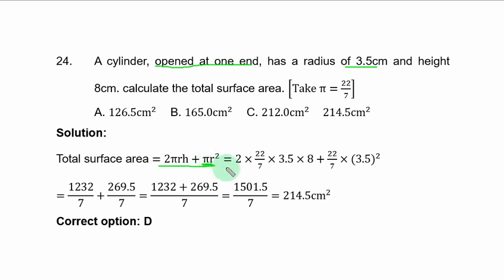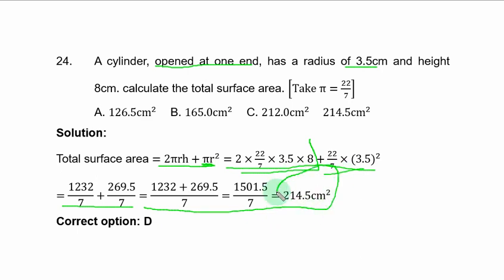You replace in the formula, you have this result. Mind you, this is 1/10, this is another 10. So you have this when you multiply. If you find the LCM, you have like fractions. You simply add the numerators. And when you divide, you have 214.5 square centimeters as the total surface area. D is the correct option.